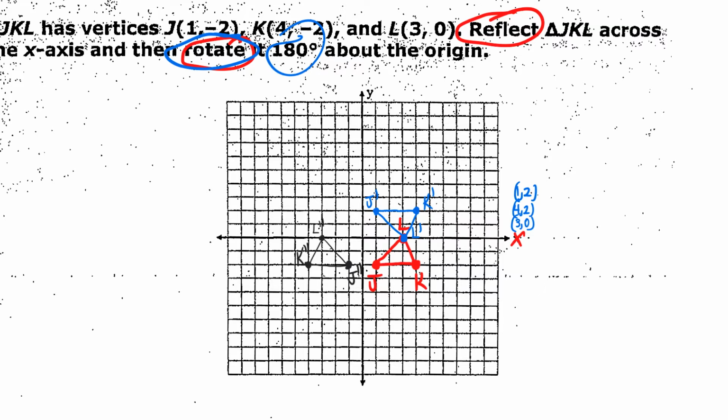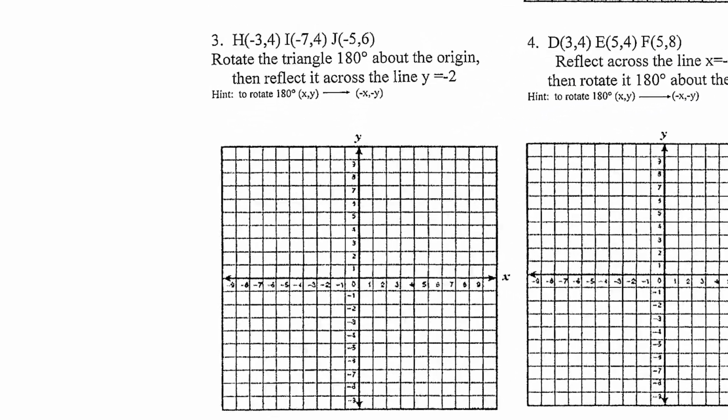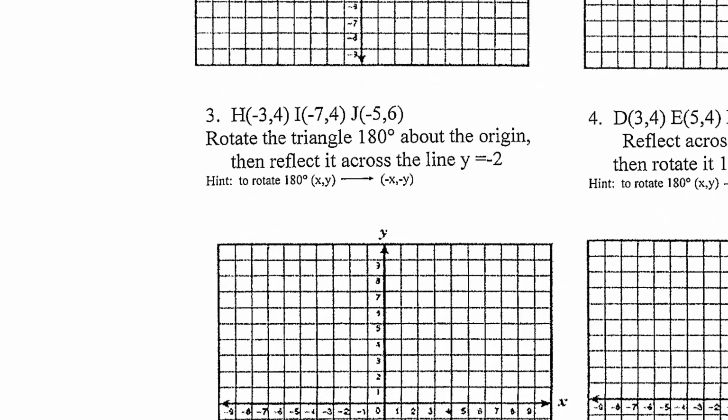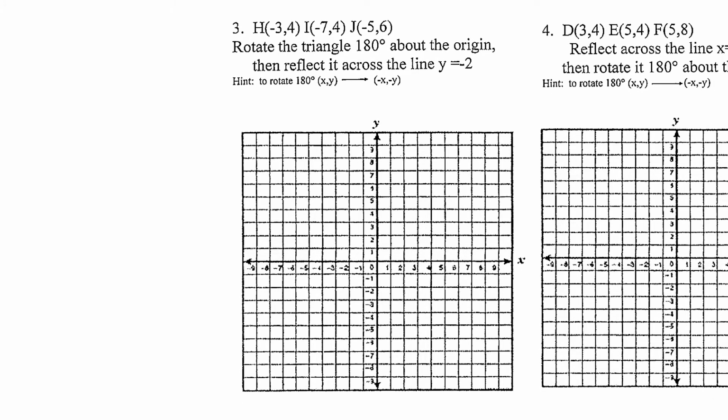Okay, real quick before you get into groups, I want to help you get started on one of these. So on number 3. Okay, on number 3, let's go ahead and plot those 3 real quick. So -3, 4 is H, -7, 4 is I, and then -5, 6 is J. I'm on number 3. Make sure you're on number 3.